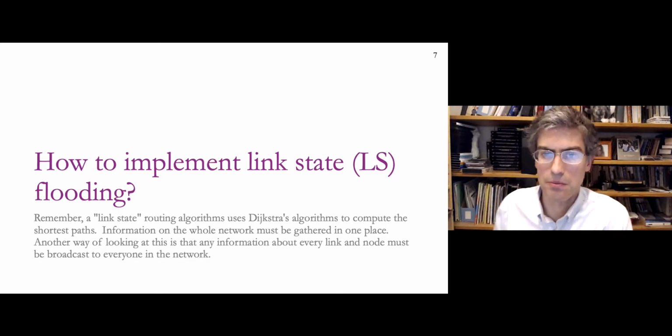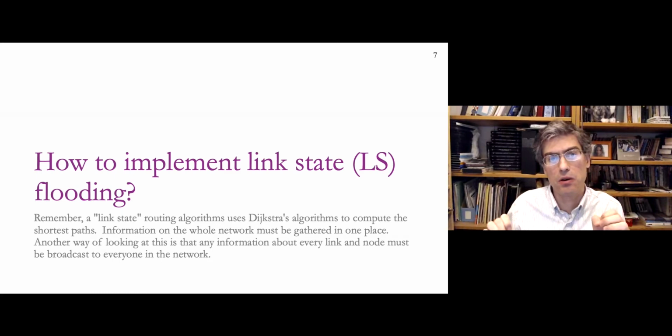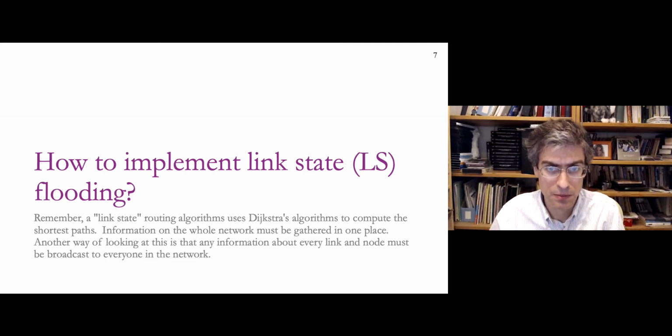An alternative way of dealing with that distributed routing problem is using the link state algorithm. And this is where the goal is to have every participant in a network learn what the entire network is, to get full information about the network. But they don't have that initially. Initially, they just know about their neighbors. So what you do is you have every node flood its local information to the whole network. So it becomes a broadcast problem, right?